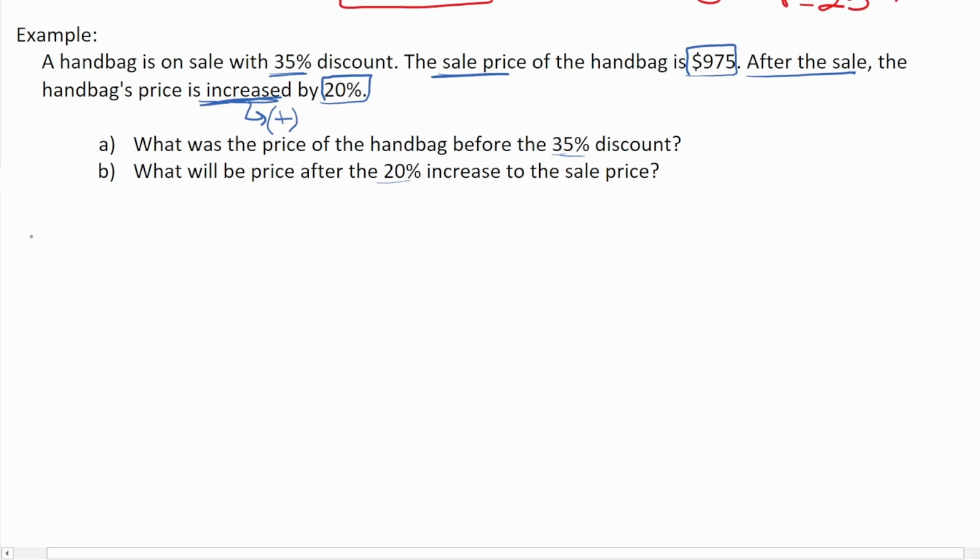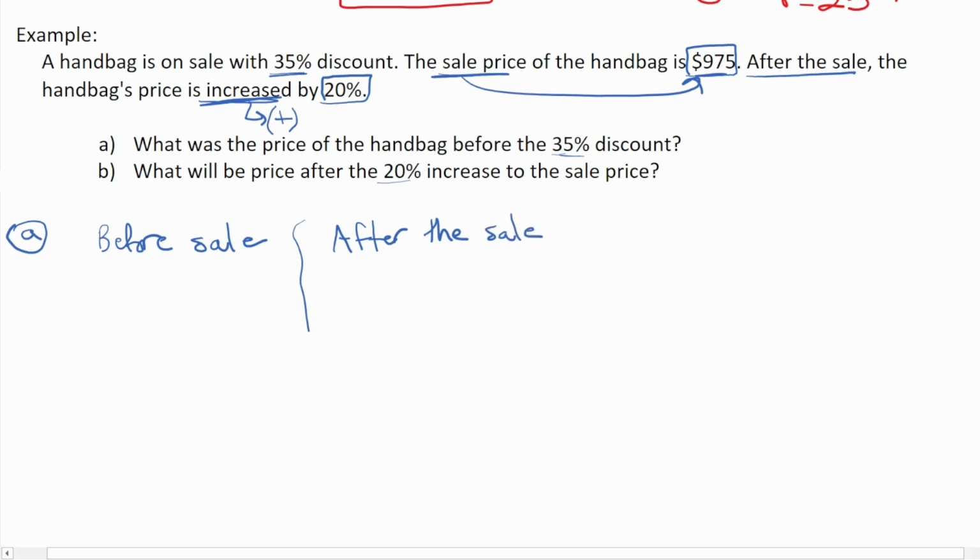Okay, so this is a complicated question. We need to do this carefully and slowly. Let's firstly understand the scenario, okay? So we have a handbag that's on sale with 35% discount. The sale price is $975. So this is a sale price, okay? So you have before the sale and after the sale. And this is obviously the old, and here it will be the new, okay?